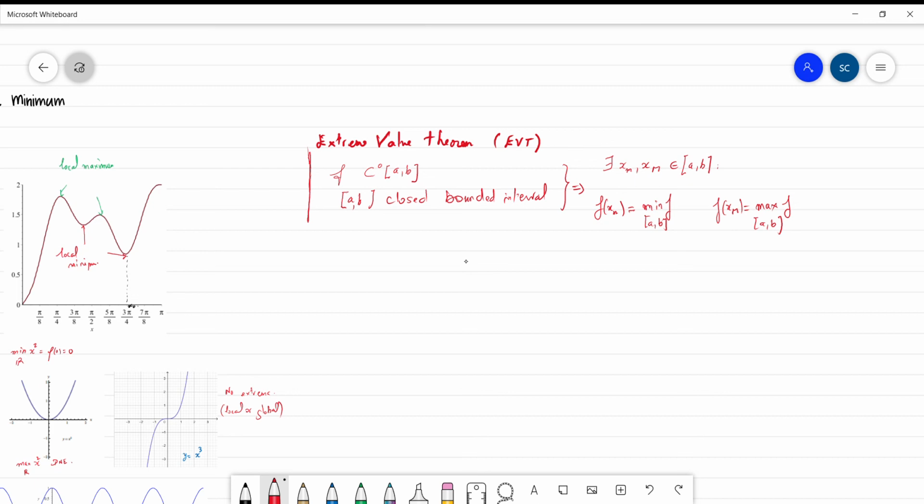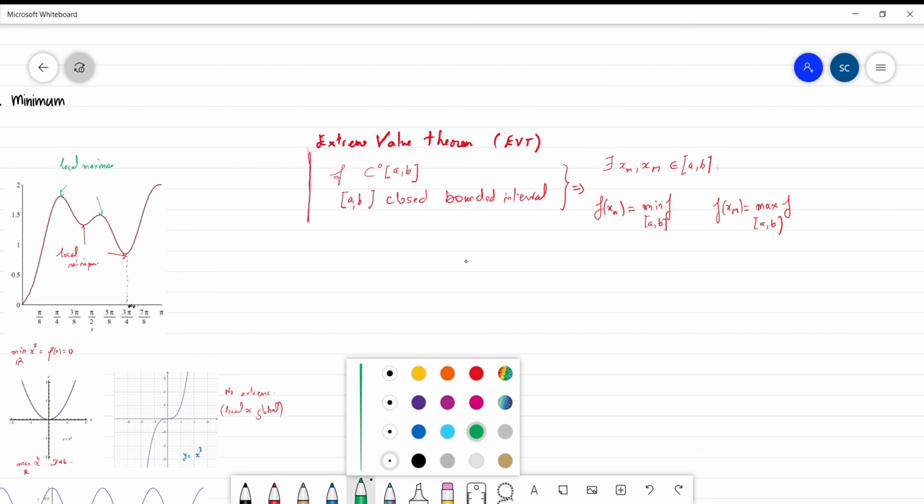We will not prove this theorem because it uses advanced tools of analysis, but we will use it. You will see. But before that, we will need the other theorem. Let's write it in green. The other theorem is Fermat's theorem.